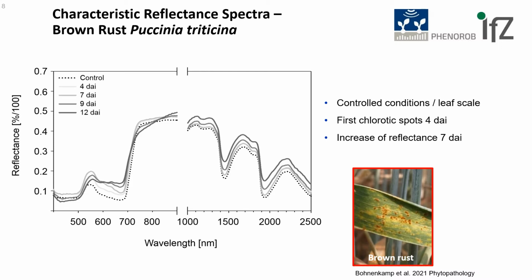Within the study of Bohnenkamp et al., a library of hyperspectral signatures of relevant foliar diseases of wheat was established. As you can see here, the spectral signatures differ depending on the date after inoculation. First symptoms appeared 4 days after inoculation, and at that time point, reflectance in the visible range also changed significantly. At later time points, a change in the near-infrared plateau was also observed, and a steady increase of reflectance in the short-wave infrared.